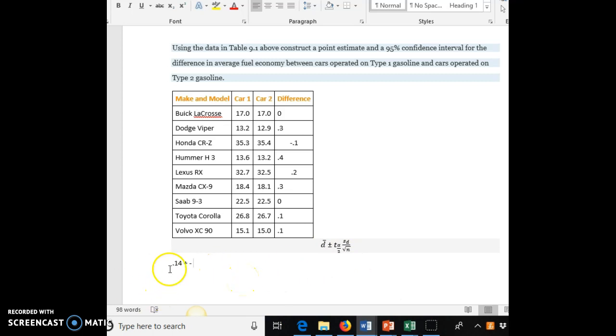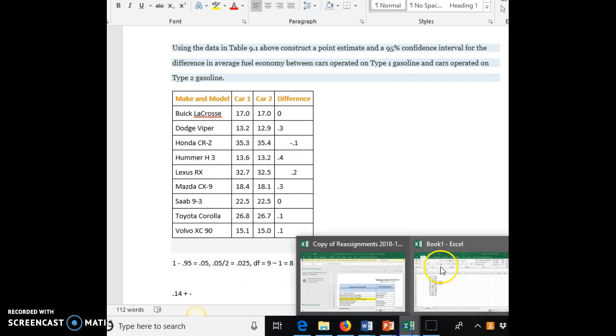So let me go down a little bit before we set up the rest of our confidence interval. We've got 1 minus 0.95 in our confidence, which is 0.05. We want to take that and divide it by 2, and that's going to give us 0.025. If we count 1, 2, 3, 4, 5, 6, 7, 8, 9, we're only going to count the number of pairs in this case. So the degrees of freedom are the number of pairs, 9 minus 1. So we have 8 degrees of freedom. We're going to look up, using a t distribution, 0.025 with 8 degrees of freedom.